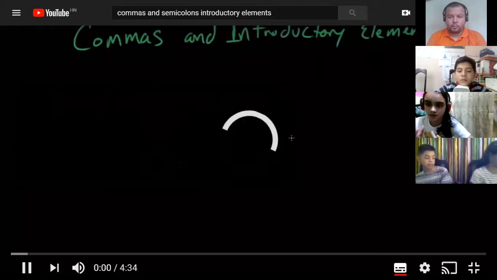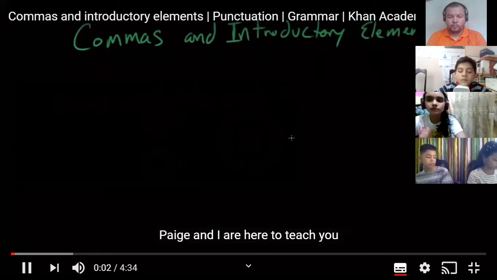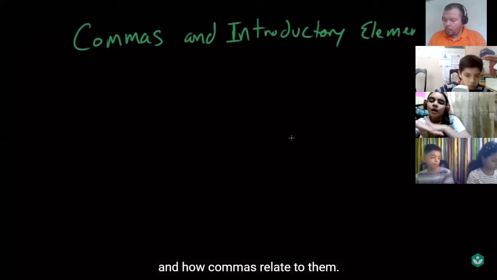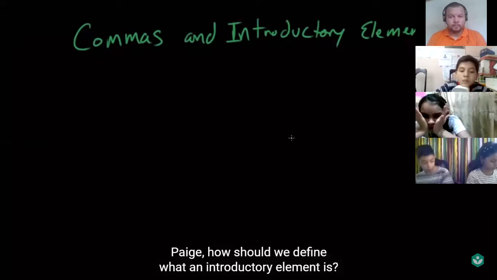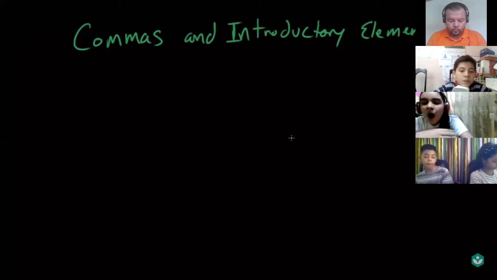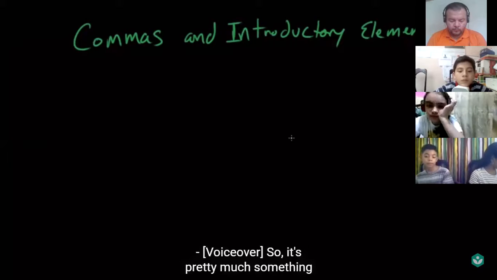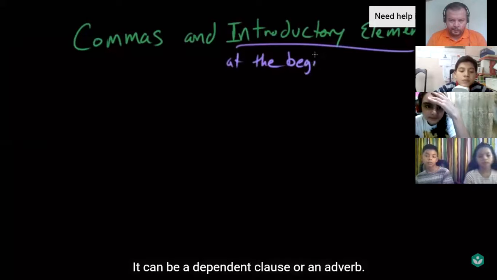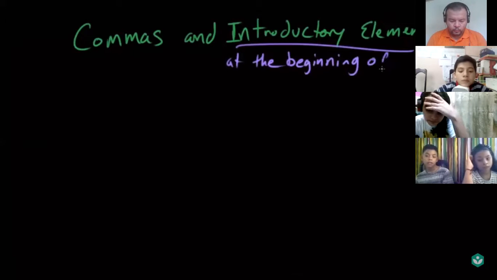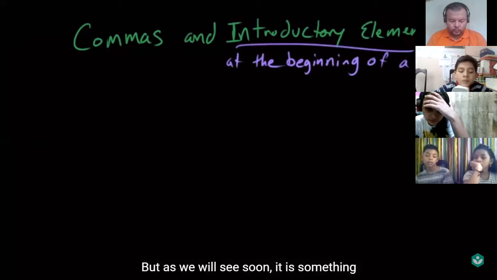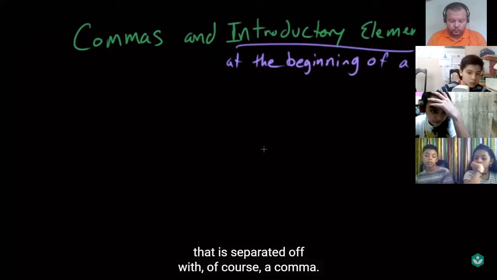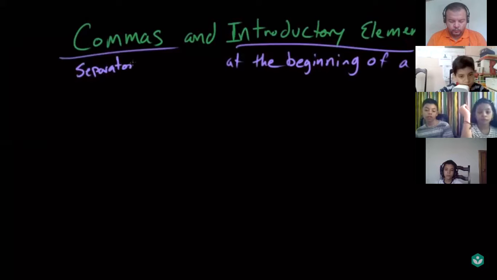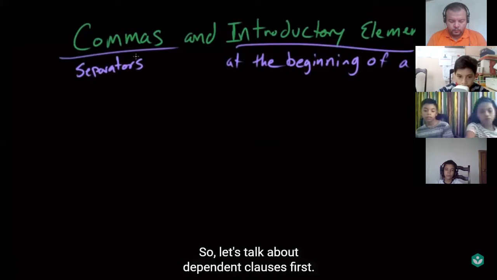Hello, grammarians. Paige and I are here to teach you about introductory elements in sentences and how commas relate to them. Paige, how should we define what an introductory element is? So it's pretty much something that happens at the beginning of a sentence. It can be like a dependent clause or an adverb. But as we will see soon, it is something that is separated off with, of course, the comma. Because that's what commas do. They are separators. So let's talk about dependent clauses first.